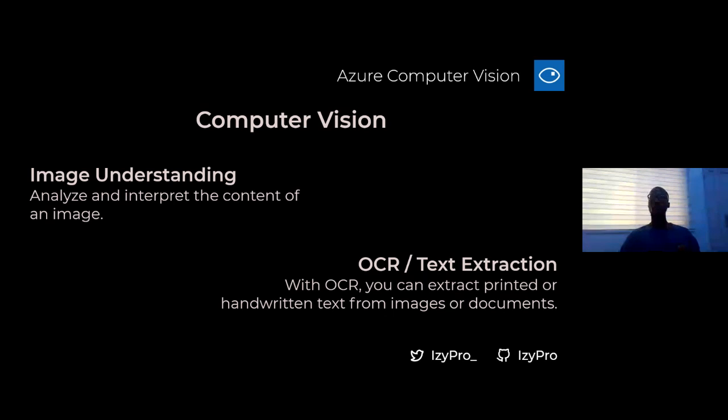Then we have OCR, or text extraction as you may call it. OCR stands for optical character recognition. Basically this recognizes text that can be found in an image. It doesn't matter if this text is printed, handwritten, scribbled or whatever. As far as it's in an image, this API or this SDK will extract that text from that image. So that's basically what Azure Computer Vision is all about.